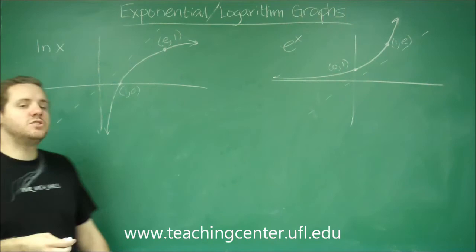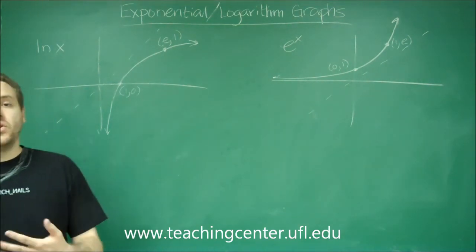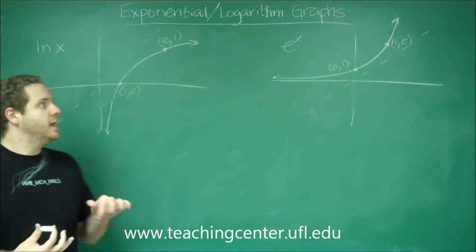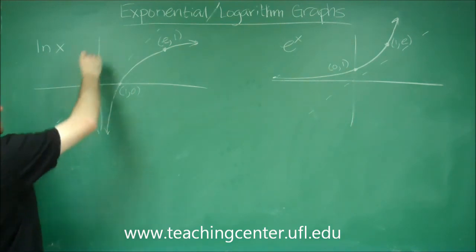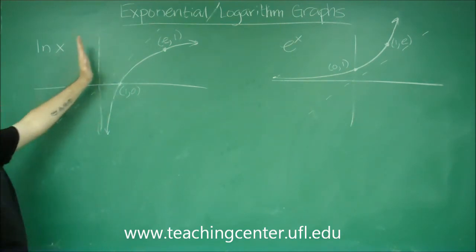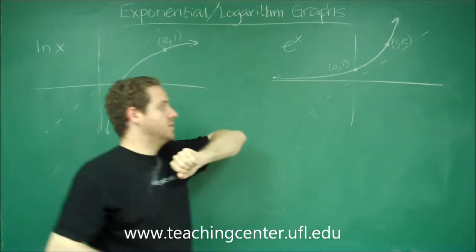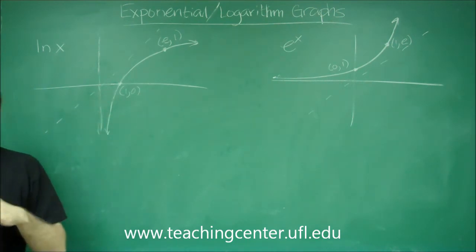So keep in mind, any transformations that you learned maybe in pre-calculus, shifting left and right, shifting up and down, stretching and compressing horizontally and vertically, can be applied to these graphs in a variety of manners. So you just need to make sure that for ln x, you know you have a vertical asymptote at x equals 0, and for e to the x, you know you have a horizontal asymptote at y equals 0. So if this graph is shifted, the horizontal asymptote goes with it.